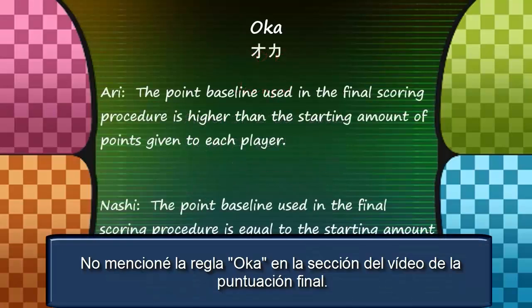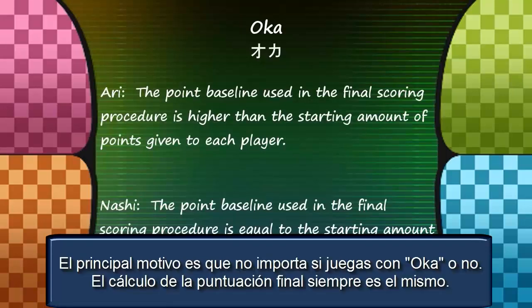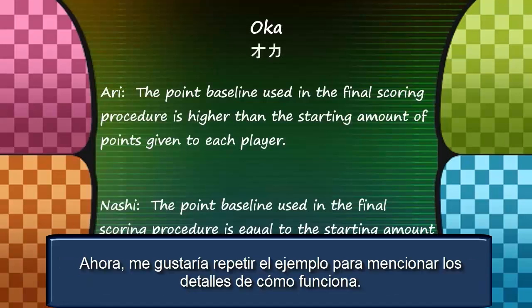I didn't mention anything about the Oka rule in the final scoring section of the video. The reason for that is, there was no need to bring it up then, because the calculation method used in the example I gave always works out the same way whether or not you're playing with Oka. Now I'd like to revisit that example to show you the details of how it all works out.